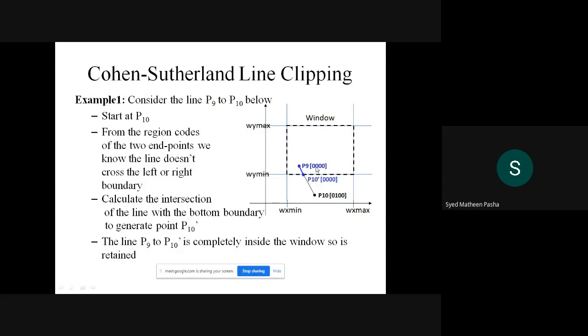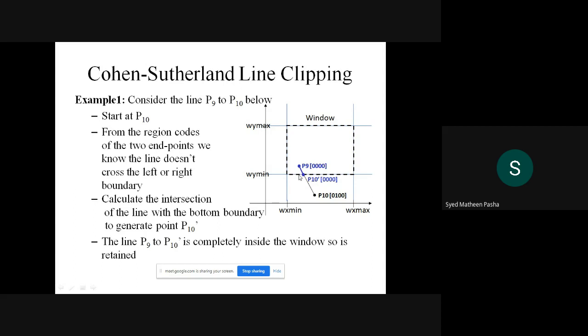This is the third point. Whatever I had told, that is intersection. Calculate the intersection of the line with the bottom boundary to generate point P10 dash. How did you get this point P10 dash? You are just calculating the intersection. Once you got the points which are inside the window as well as outside the window, you should calculate the intersection point. How did you do this? By seeing the line which is passing through the boundary as well as the point which is outside the boundary. Now I can tell the line which is passing with respect to the window. I got one intersection point which I named P10 dash.